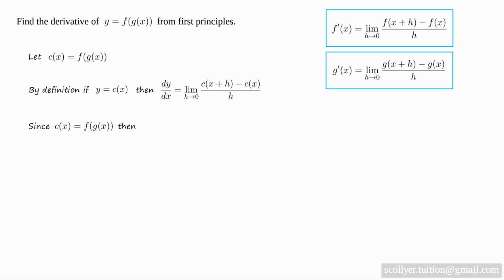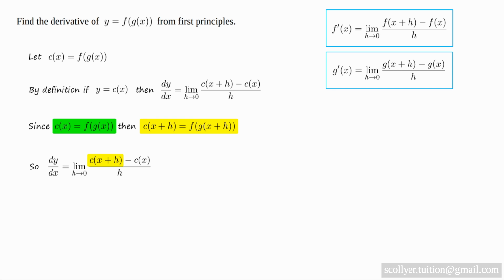Now, since c of x equals f of g of x, then we must have that c of x plus h equals f of g of x plus h. And so when we make the following substitutions in the expression for dy by dx, we obtain the limit as h tends to 0 of f of g of x plus h minus f of g of x, all over h.